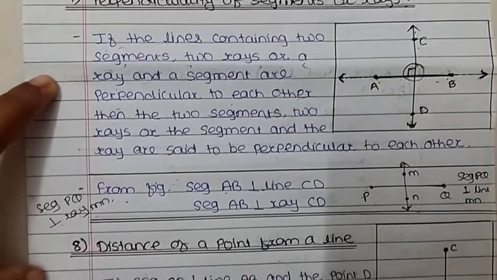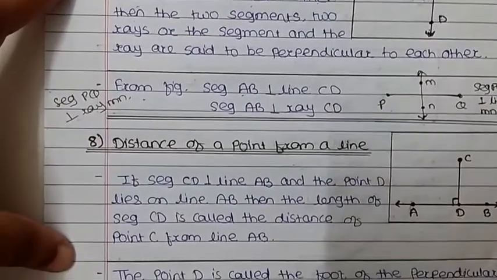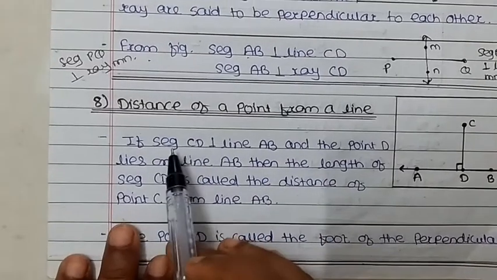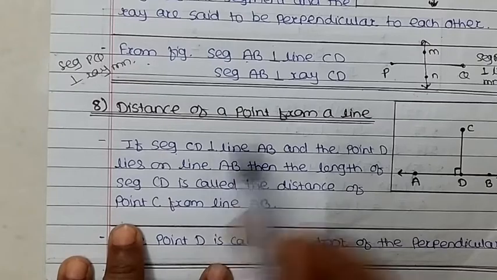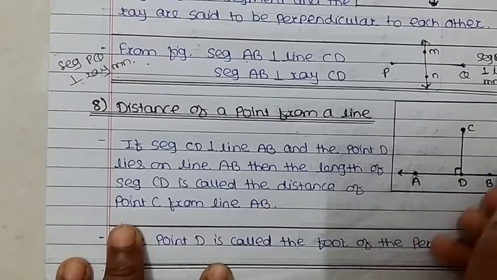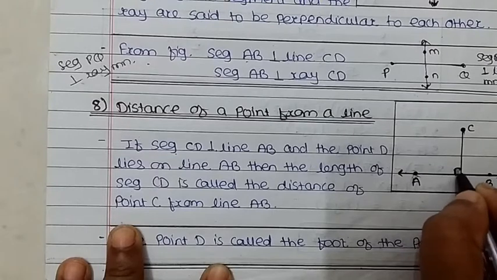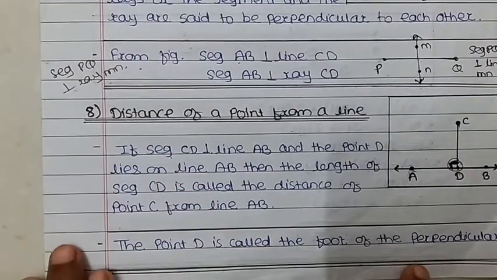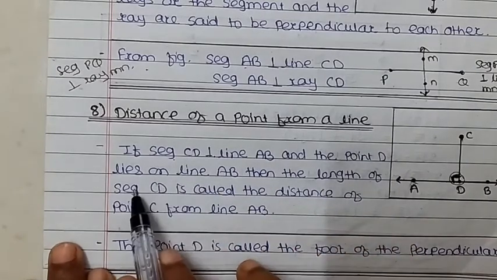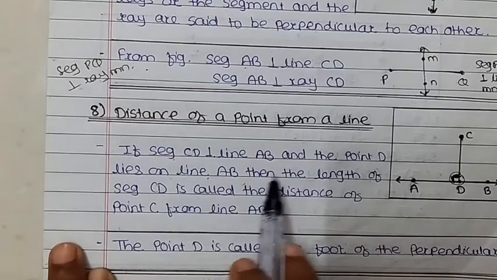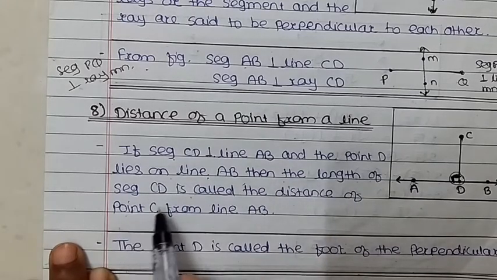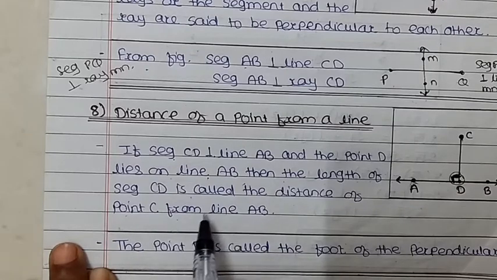Next is the distance of a point from a line. If segment CD is perpendicular to AB, listen, when the word perpendicular comes, the perpendicular line forms 90 degrees. So if segment CD is perpendicular to AB and the point D lies on the line AB, then the length of segment CD is called the distance of point C from line AB.